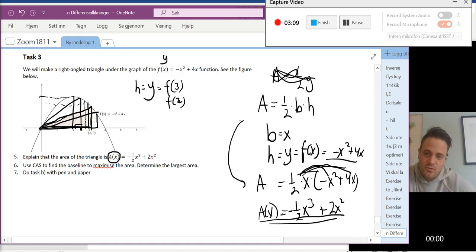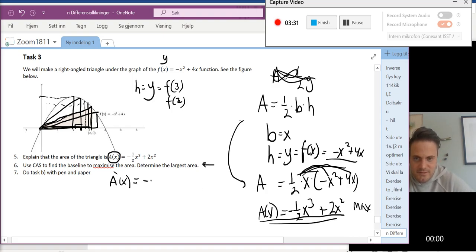And then I just want to find the maximum point of this. We want to maximize this area, so I have to find a maximum point. I can do it graphically. Here it says use CAS to find it. I don't show this; I'll show this in tasks 1 and 2. You should also be able to find this by pen and paper. That's more fun. Oh, it's not fun, but it's a bit more difficult. So I just show it quickly here.